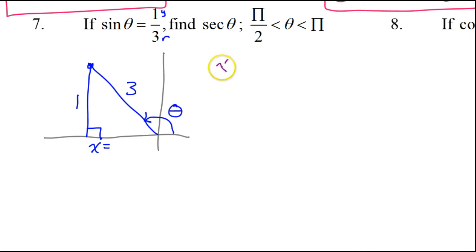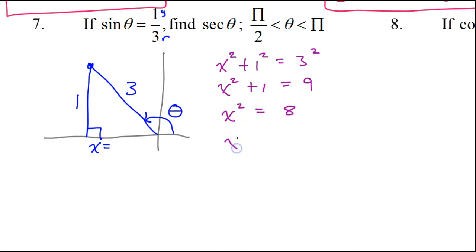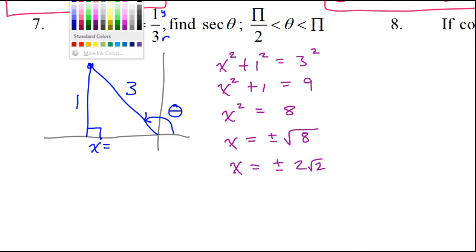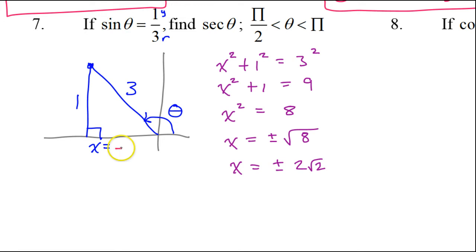So x squared plus 1 squared should equal 3 squared. So x squared plus 1 equals 9. Subtracting 1 from both sides, we get x squared is equal to 8. Taking the square root of both sides, we get x is equal to plus or minus the square root of 8. X is equal to plus or minus 2 radical 2. Like I said, we're going to need the negative version. So negative 2 root 2.